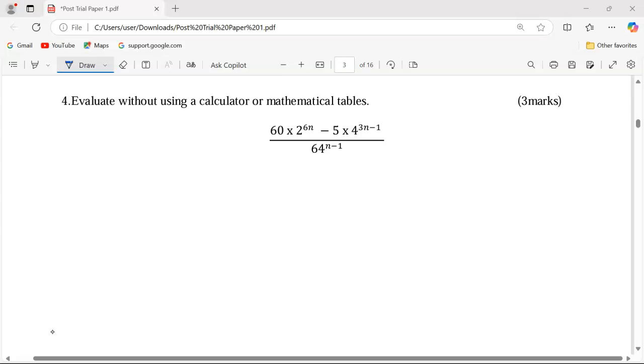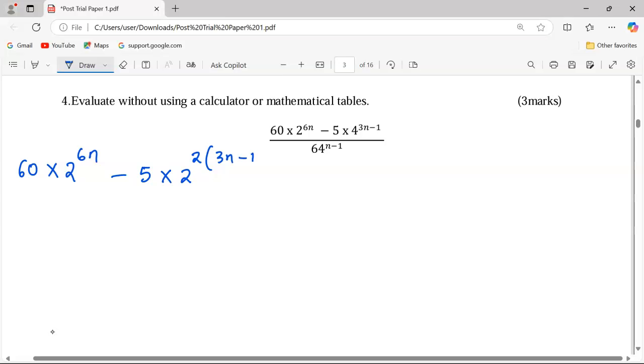Before we apply the laws of indices, allow me to put every number which has been raised to the given powers to bases of 2. I'll begin by writing it now as 60 multiplied by 2 power 6n, then minus 5 multiplied by, instead of 4, I can have 2 power 2, then there is already 3n minus 1, then divided by 64. 64 now becomes 2 power 6. Then there is an existing power already of n minus 1.